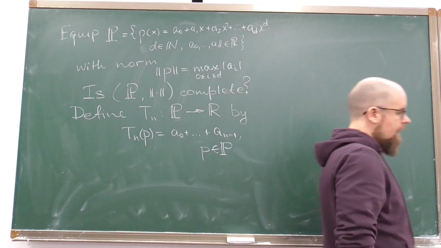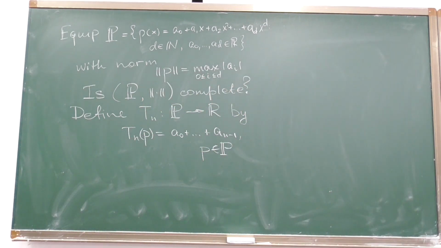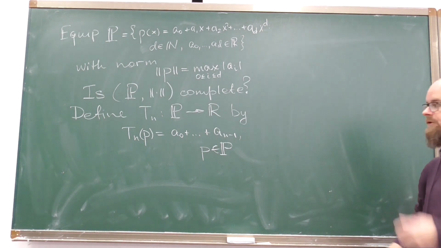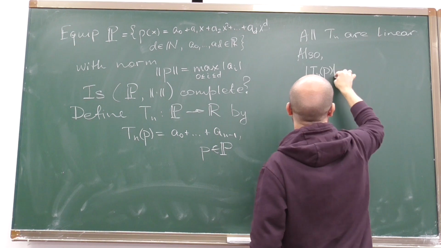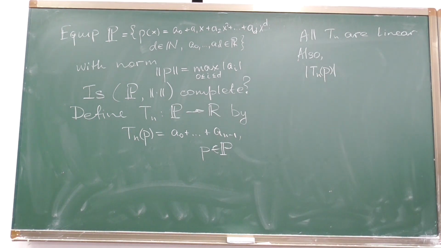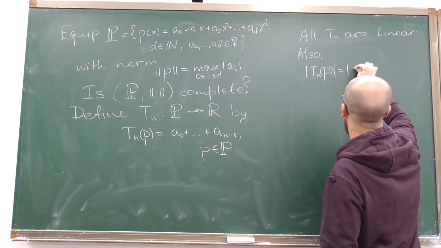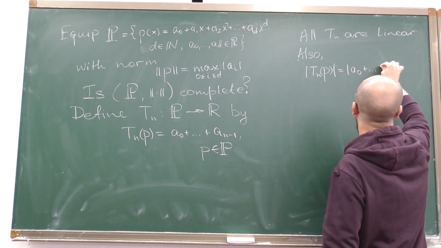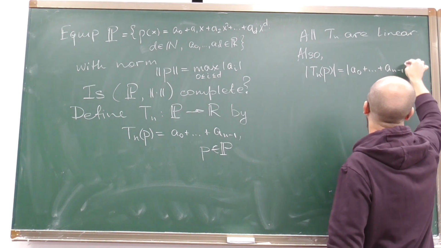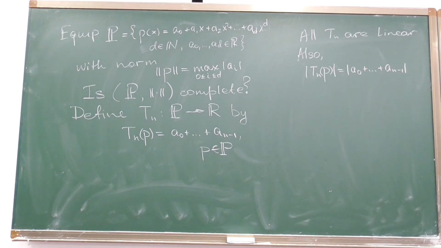The linearity is straightforward. Let us prove that this functional is bounded. All these functionals are bounded. The absolute value of this equals the absolute value of the sum of the first n coefficients. By the triangle inequality, I will take the absolute value of each and every one of these.